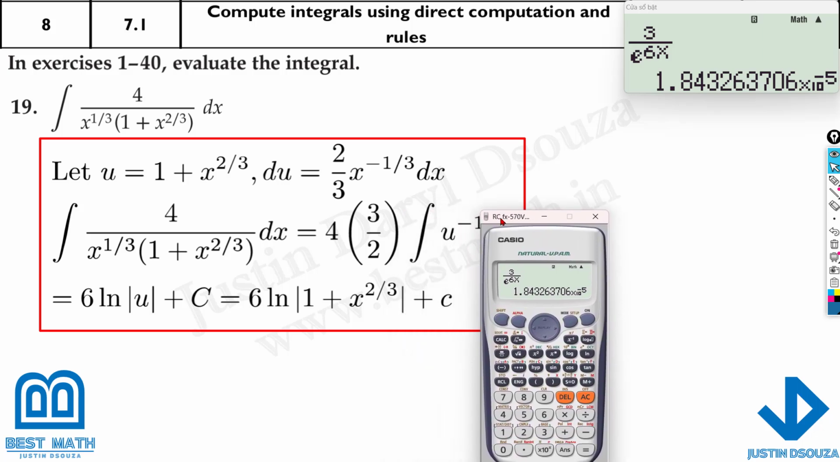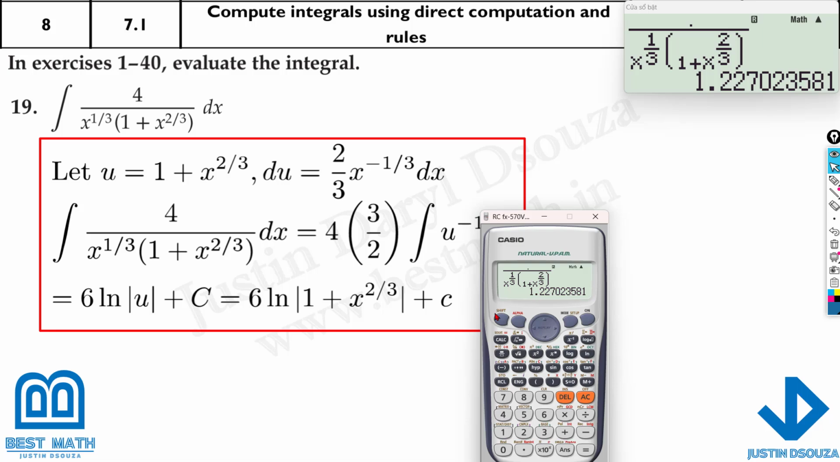It'll be the same way, same method. I type in 4 divided by x power 1/3, or you can write it as cube root as well, it's up to you, times 1 plus x to the power 2/3. It's 2 divided by 3, and we will just close the bracket over here and calculate this at 2. When we calculate it at 2, it's 1.227.